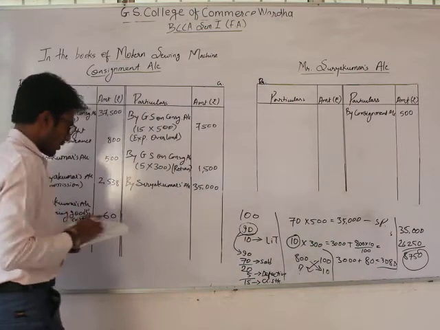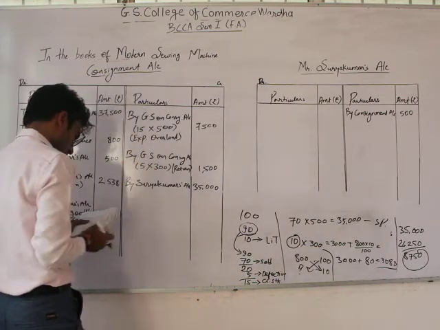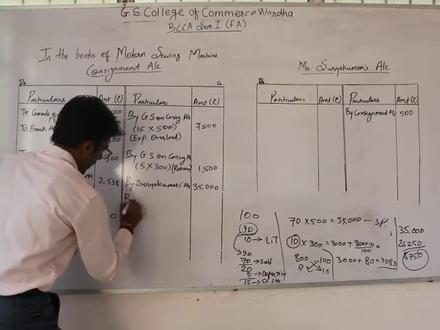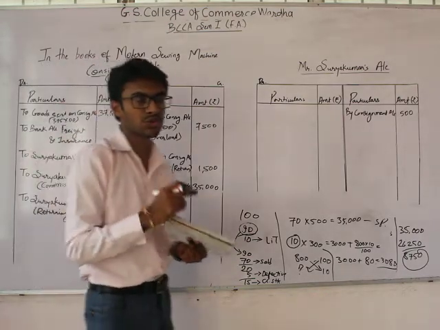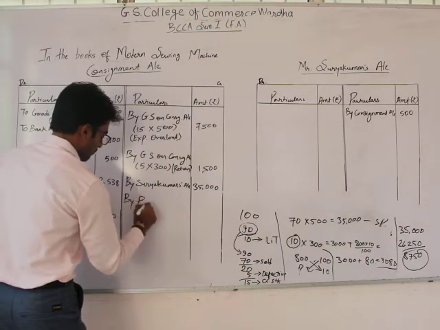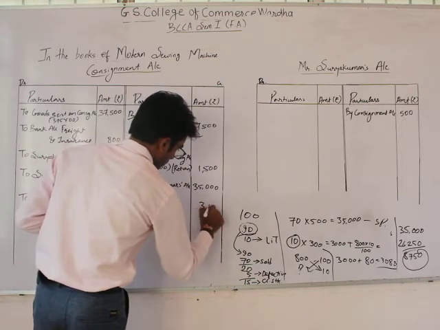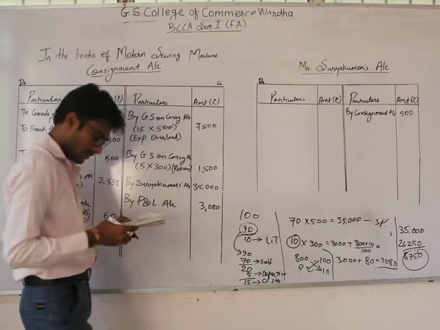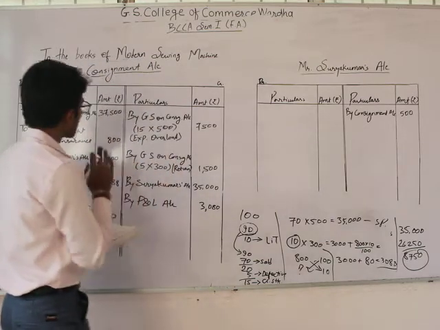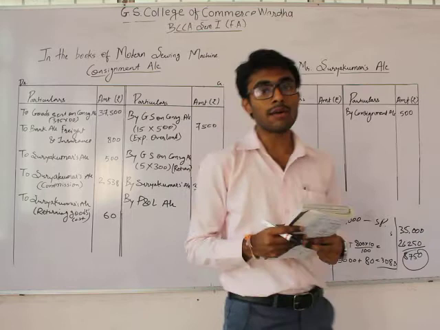So we have to write loss in transit, and this is my loss, and this should be transferred in the P&L account. So we have to write P&L account 3080. Done. So that is how we have completed our consignment account. So we have missed this. So how can we complete this?